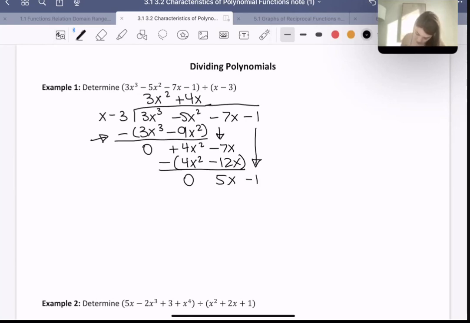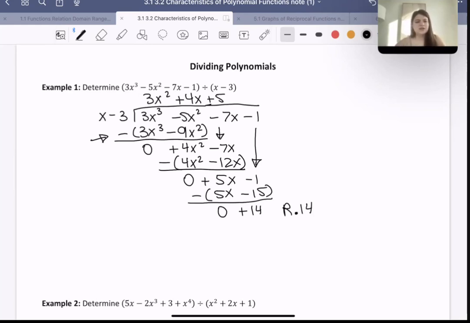Okay, how many times does x go into 5x? Well, 5 times, right? So plus 5. x times 5 is 5x. Negative 3 times 5 is negative 15. And then I'm going to subtract. So we're going to get 5x minus 5x, which gives us 0. And then negative 1 minus negative 15 is really negative 1 plus 15, which is 14. So our remainder is 14 when we do this division.